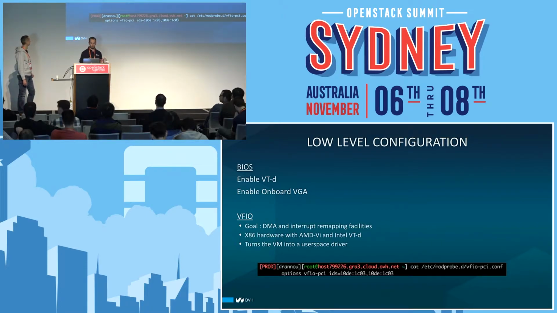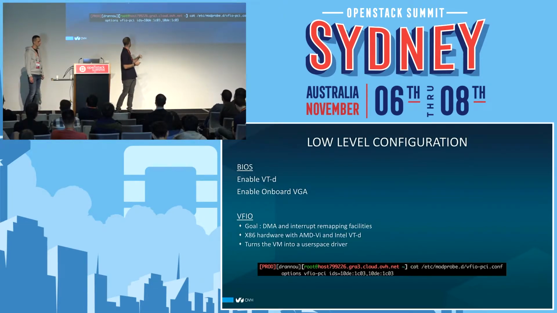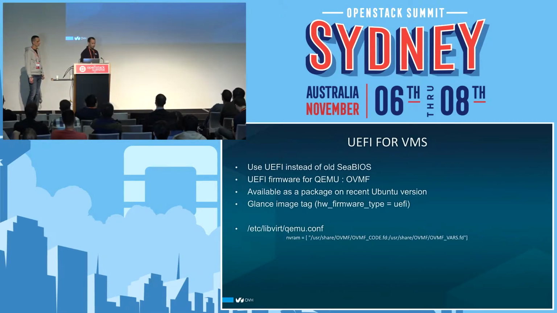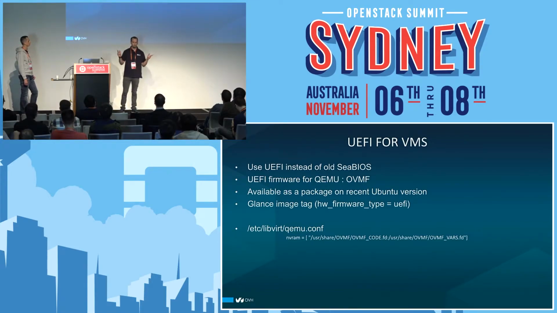The second part for the low-level configuration is VFIO. So the goal of VFIO is to do the DMA interrupt remapping. So it's using the Intel VT-d that we just spoke about before, and it's just a matter of configuration that I put. Something very easy. The second step is to use UEFI instead of BIOS. So when you are booting a VM, of course a BIOS is given to the VM of your customer, so that their kernel can discuss with the virtual hardware you are providing.